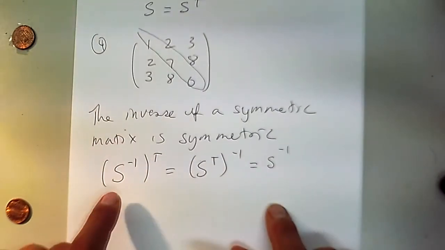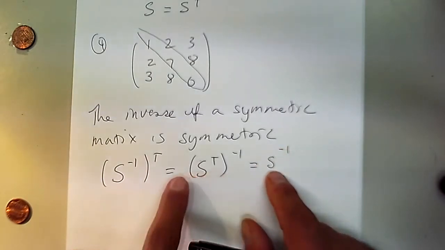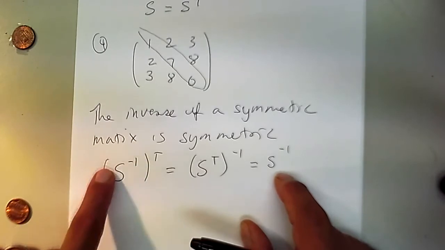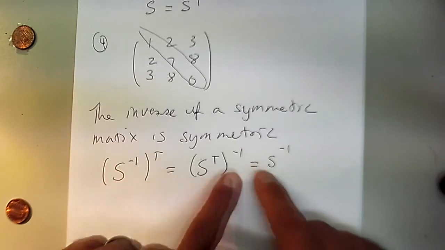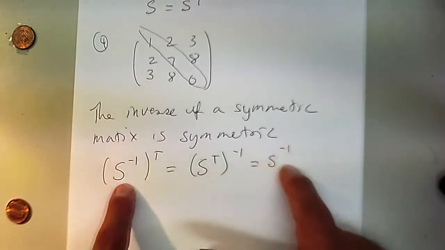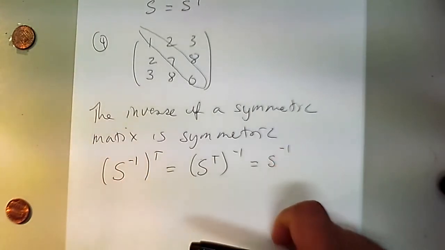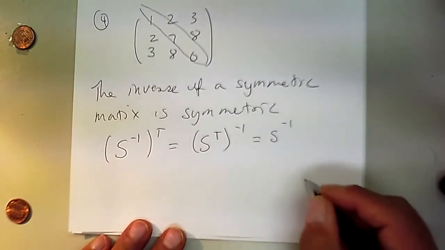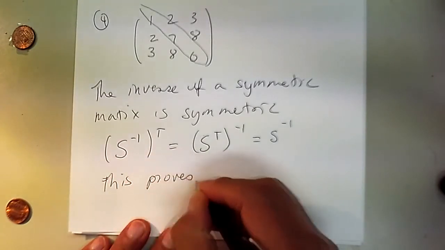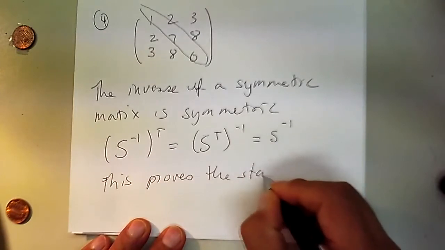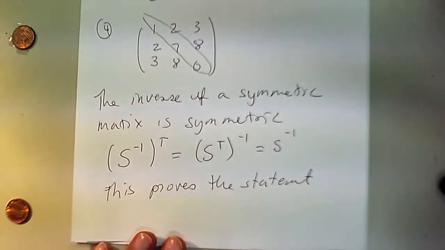So there, this matrix S to the -1 is equal by transitivity to the transpose of itself. This matrix is equal to the transpose of itself. Consequently, that matrix is symmetric. So this proves the statement. What statement? That the inverse of symmetric matrices are also symmetric.